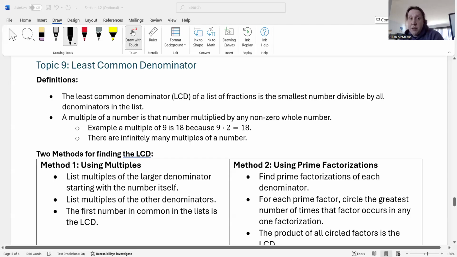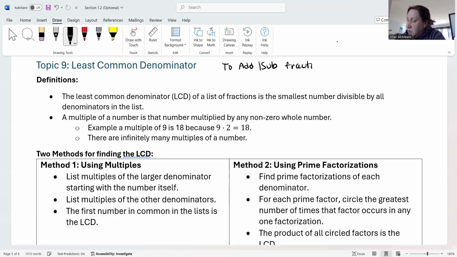Okay, so topic 9 is going to focus on the least common denominator, which is a huge step to getting to the point where we can add or subtract fractions that have different denominators. And I do want to add a quick note here. To add or subtract fractions, you must have a common denominator. And so that's going to be the focus of this video. We want to know how we can find that number that is going to be the common denominator, okay?